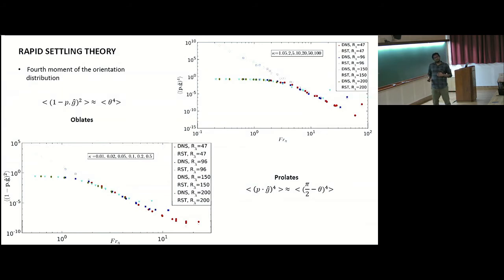And this is because the fourth moment of the orientation distribution depends on the tails of the orientation distribution. So the tails we have to resolve by running simulations for a much longer time, which we haven't done. So that's why there is this disagreement.